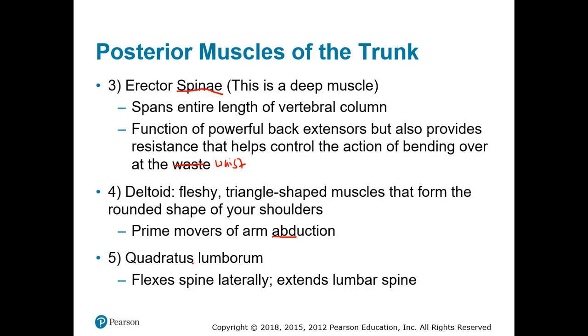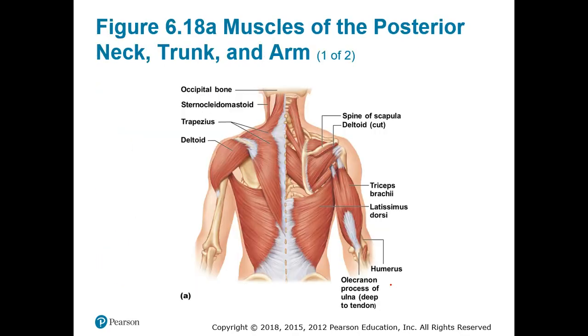The last one is your quadratus lumborum. This flexes your spine laterally. So again, it allows you to kind of turn your spine to look behind you. And it also helps extend this lumbar spine that we see.